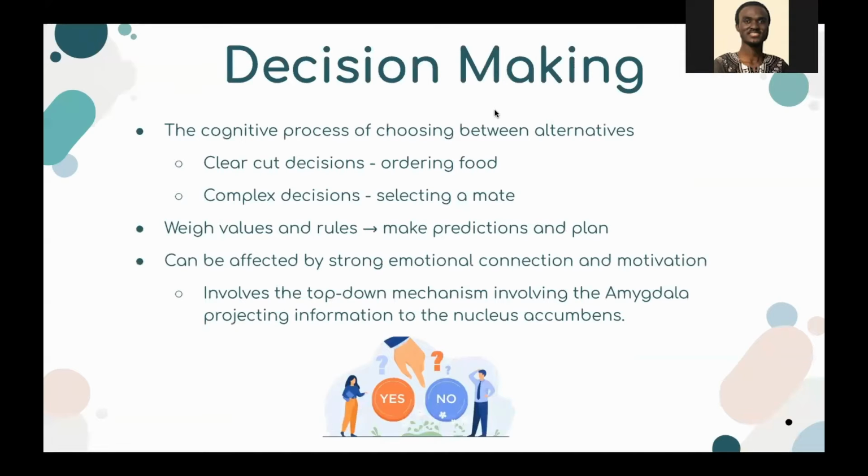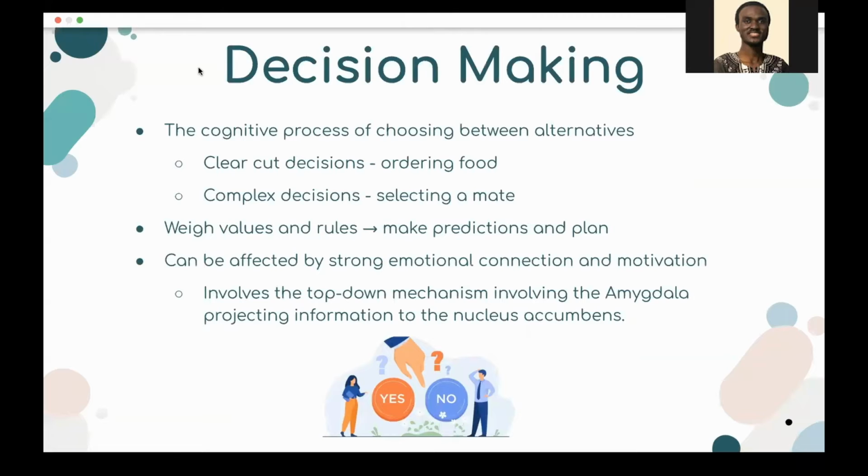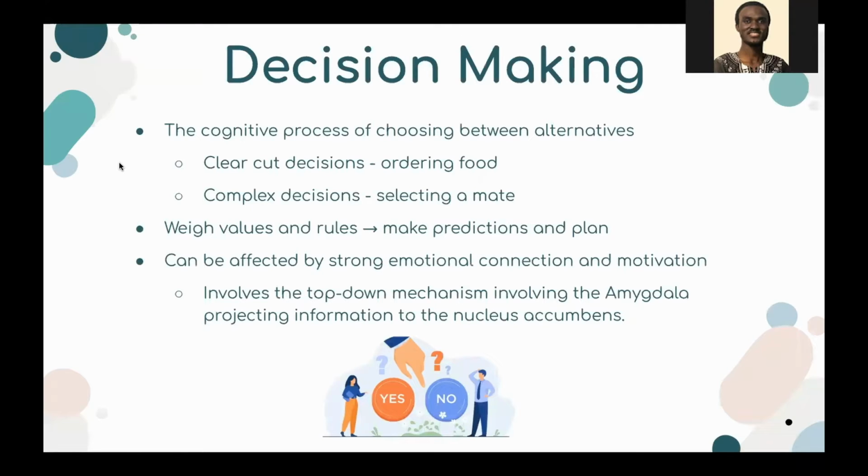Now, this part of the presentation will explore decision making. Decision making is the cognitive process of choosing between alternatives. This could range from clear-cut decisions, such as ordering food, to more complex decisions like selecting a mate. Our brain weighs values and rules to make predictions and plan accordingly. Our decision making can also be affected by strong emotional connection and motivation. This top-down mechanism involves the amygdala projecting information to the nucleus accumbens.